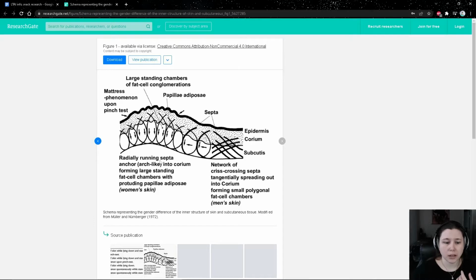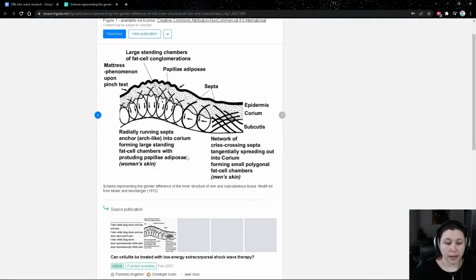But this is essentially a more detailed picture. So it has more of the scientific terminology if you want to get really specific. But here we can see how the connective tissue is more parallel, versus here it's like a net. So radially running septa anchor or arch-like into corium, forming large standing fat cell chambers with protruding papillae adiposae, in women's skin. So this is what those fibrous septae, those connective fibers going from the skin to the deeper layers, look like in women. That's how it's laid out.